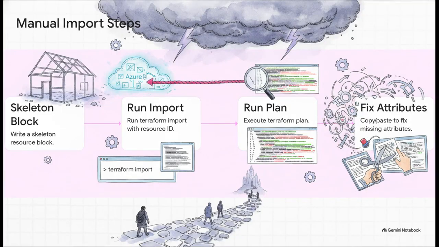You really feel the pain of the native method when you look at the steps. First, you have to write a bare-bones skeleton resource block. Second, you run the Terraform import command targeting the resource ID. Third, you run Terraform plan. And fourth, you're stuck in this endless loop of trial and error, copying and pasting missing attributes from the plan output, running the plan again, finding more missing attributes, and repeating. If you've got hundreds of resources, this is literally going to take you weeks. Nobody has time for that.